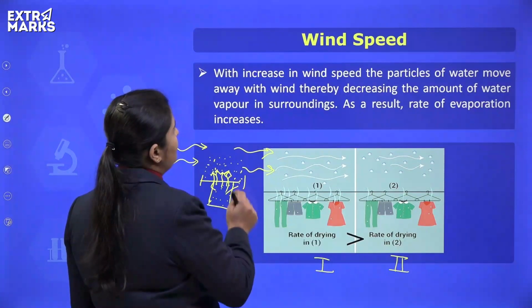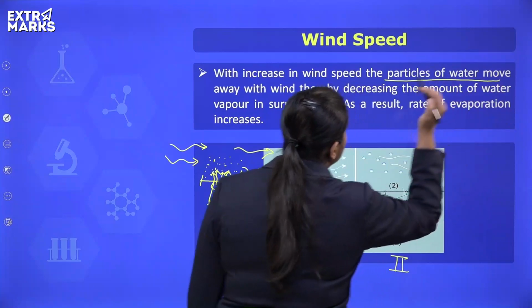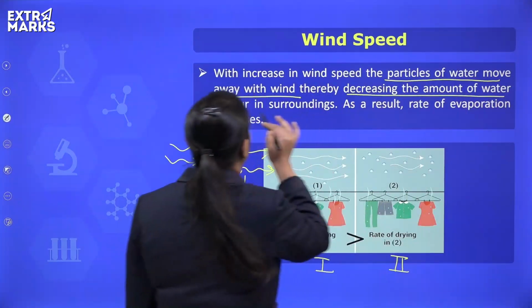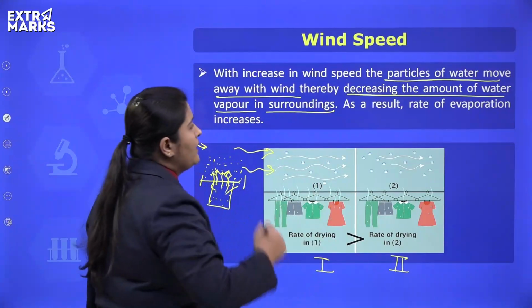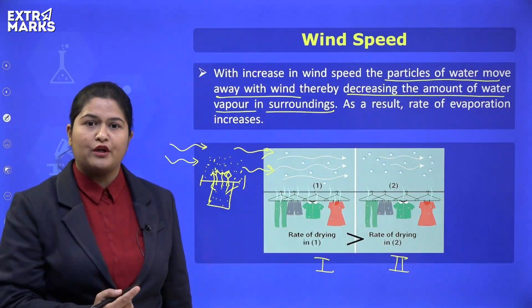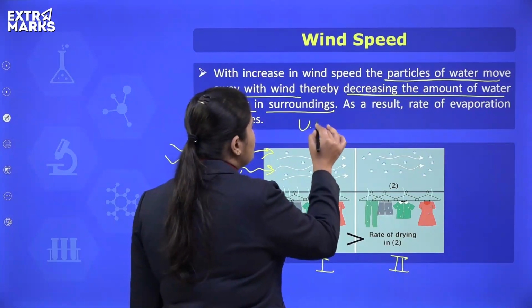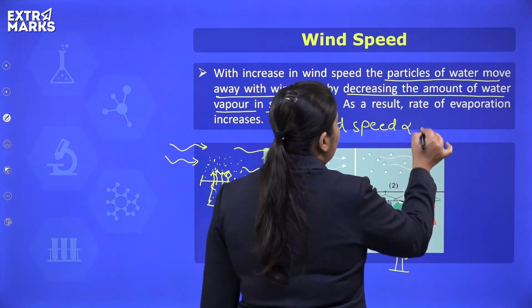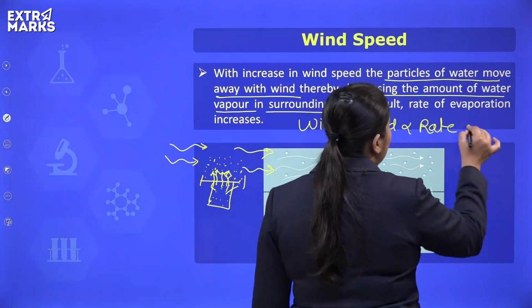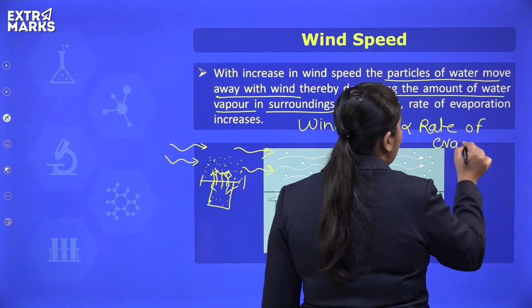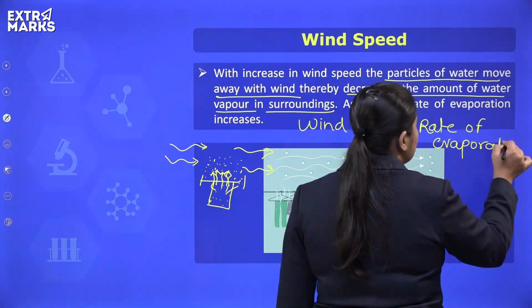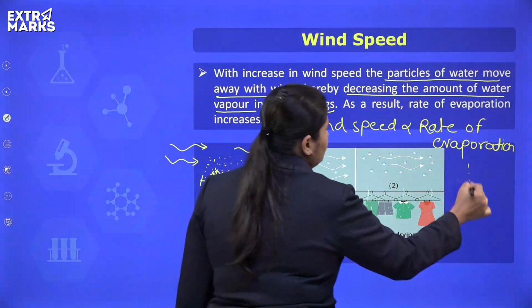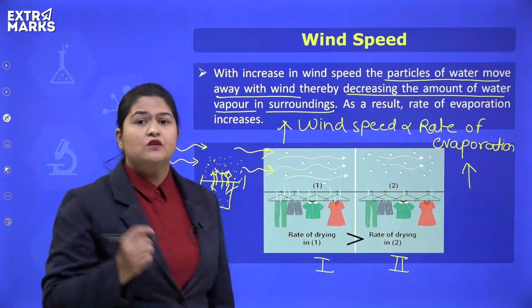And why does this happen? This happens because the particles of water move away with the wind, thereby decreasing the amount of water vapor in the surrounding air and hence increasing the speed of evaporation. So again, wind speed is directly proportional to the rate of evaporation. With the increase in wind speed, the speed at which evaporation takes place also increases. And I hope the reason is also clear to you.